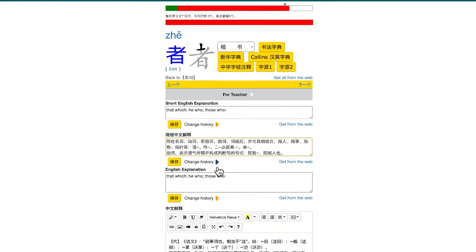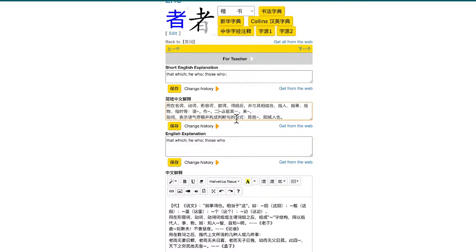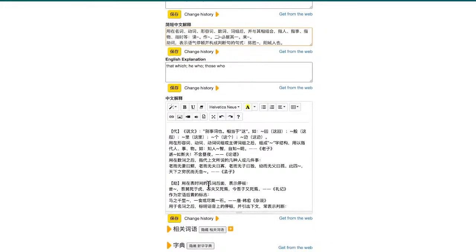So for example, here are some of the examples. 知人者智, so 知人者, he who knows people is wise. 自知者明, he who understands self is Ming, which means smart or prudent.